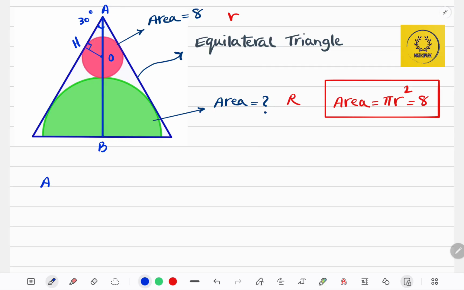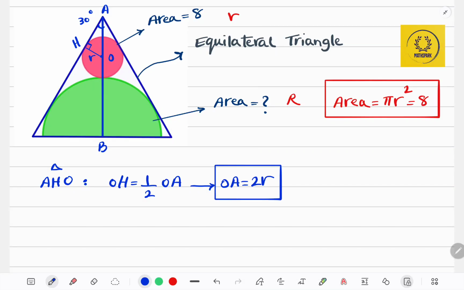So in triangle AHO, we have 30 degrees for this angle, and we know that in any right angle triangle, the opposite side to 30 degrees, which is OH, is half of the hypotenuse, and hypotenuse here is OA, and OH is the radius R, so we found that OA is twice R, which is 2R. Okay, so this part is 2R.